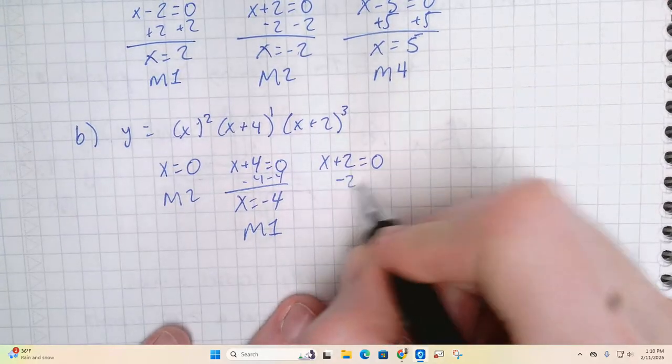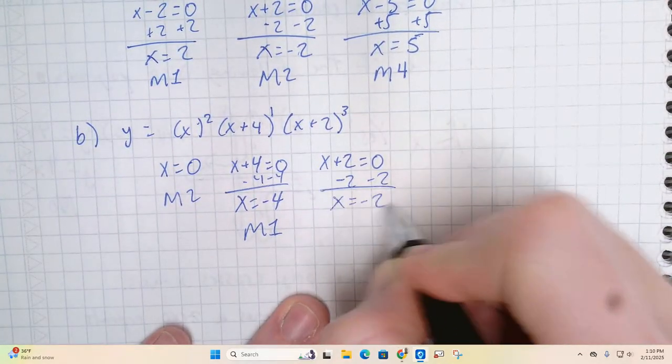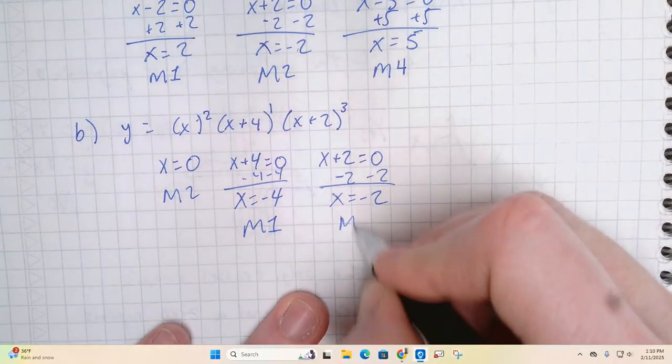And then minus 2 on the last one. Get x is equal to negative 2. That's a multiplicity of 3.